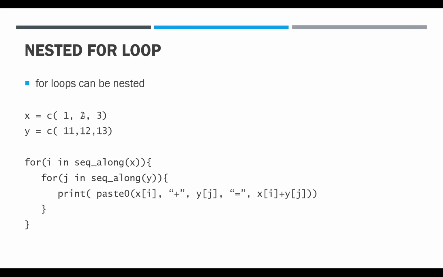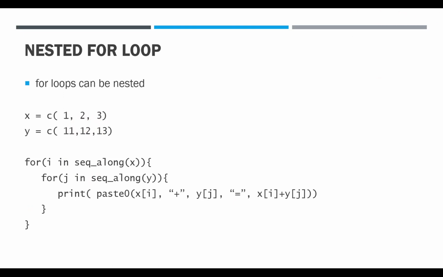So now you'll do 2 plus 11, because j now goes back to 1. Then it'll iterate this way again: 1 plus 11, 1 plus 12, 1 plus 13. Then i will go to 2: 2 plus 11, 2 plus 12, 2 plus 13, and then 3 plus 11, 3 plus 12, 3 plus 13. Let's give that a try and see if that's indeed what we get here.